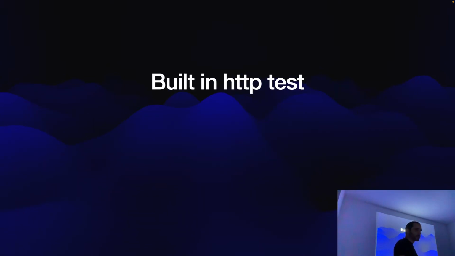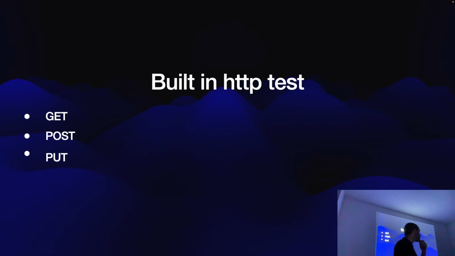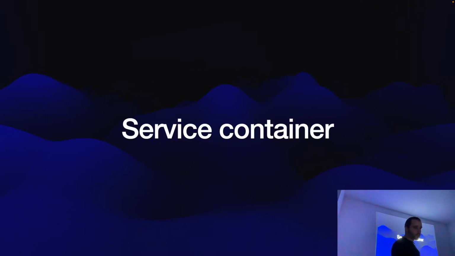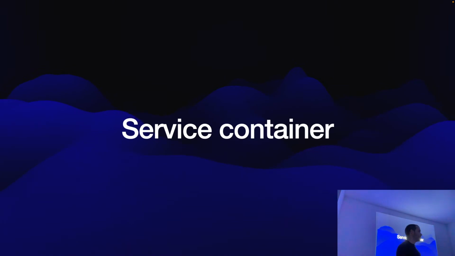So it has, as we saw already, a built-in HTTP test. It has get, post, put, and it has also methods to simulate AJAX requests like post.json or get.json. And it provides us a service container. Why is it important? It's important because if you use the service container to create your classes, you can use mocking. You can basically mock out some methods of those classes or even just replace those classes with some fake ones. And that way you can test just your own code.